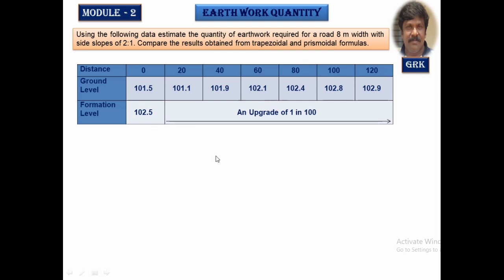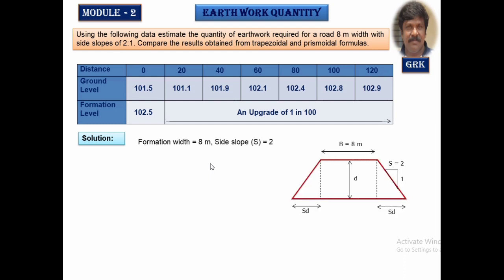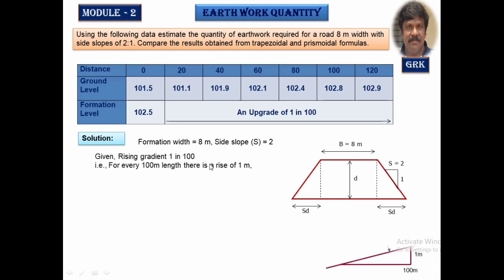This is the ground level, and the formation level at the first point is given as 102.5. Let us try to understand this with graphical representation also, that is by drawing the longitudinal section in this problem. I got the formation width as say 8 meters, side slope of the embankment equal to 2, and it is a rising gradient.